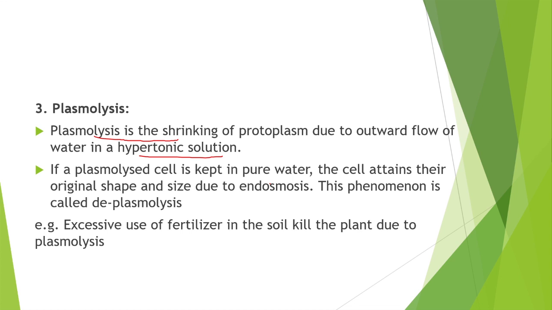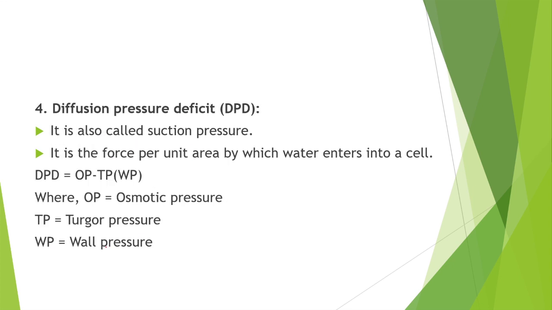If a plasmolysed cell is kept in pure water, the cell attains its original shape and size due to endosmosis, and this phenomenon is known as deplasmolysis, which is the reverse of plasmolysis. The excessive use of fertilizers in the soil kills the plant due to plasmolysis, because in this condition the external solution becomes hypertonic. Next is diffusion pressure deficit.